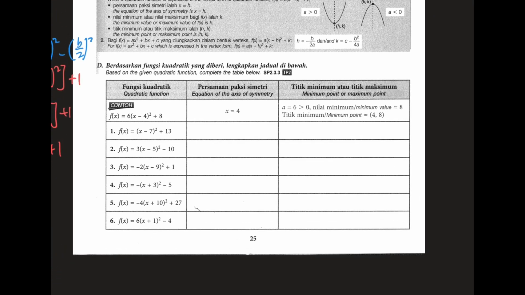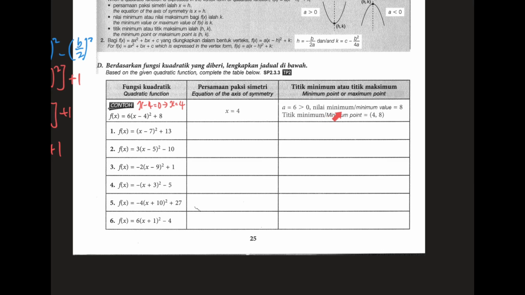Okay, now let's see how they ask. You see part D. Based on the given quadratic function, complete the table below. So they give vertex form. Equation of the axis of symmetry, x equal to 4. From where we get 4? From the bracket. You let x minus 4 equal to 0. Imagine x minus 4 equal to 0, then you get x equal to 4. So you let everything in the bracket equal to 0, then you get 4. Okay. So that is axis of symmetry.